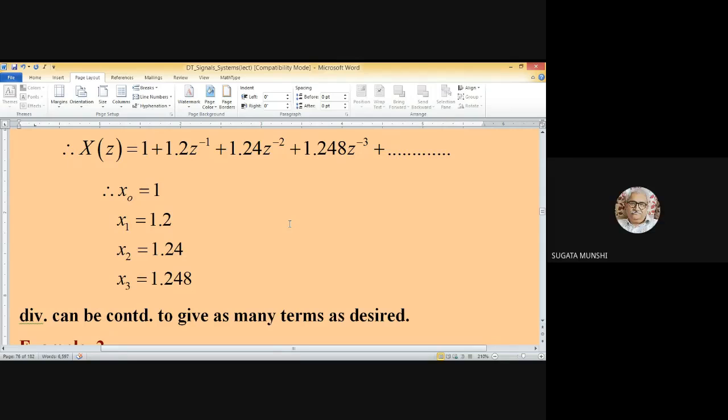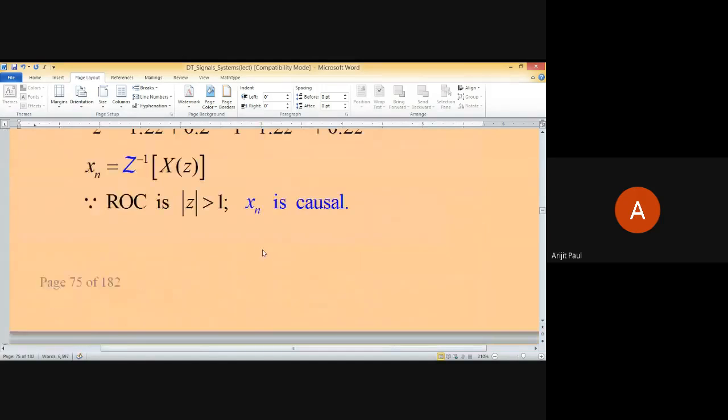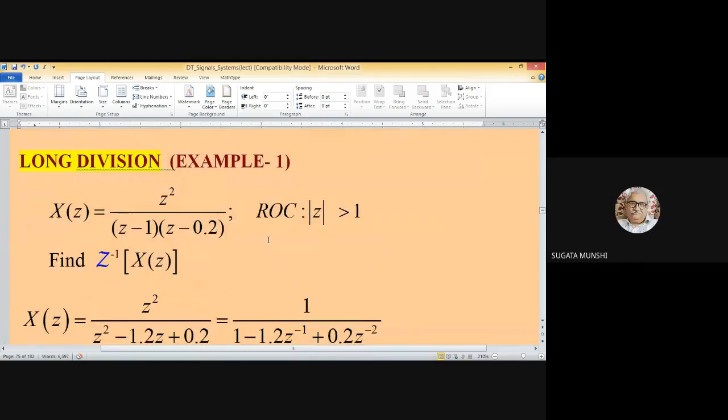If you have written it, now just answer one of my questions. I hope you have written it. Say for this given XZ, I have considered the ROC as magnitude of Z greater than 1. Can you tell me what are the other possibilities? What other ROCs are possible for this XZ?